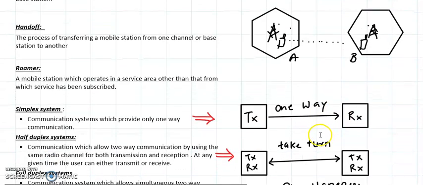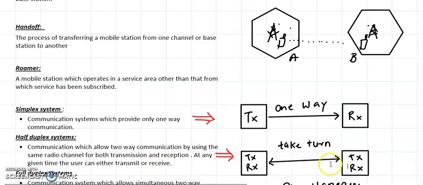So let's now see what a half duplex communication system is. A half duplex system is a communication system which allows two-way communication by using the same radio channel. Channel is what? A set of frequencies for both transmission and reception. At any given time, the user can either transmit or receive.